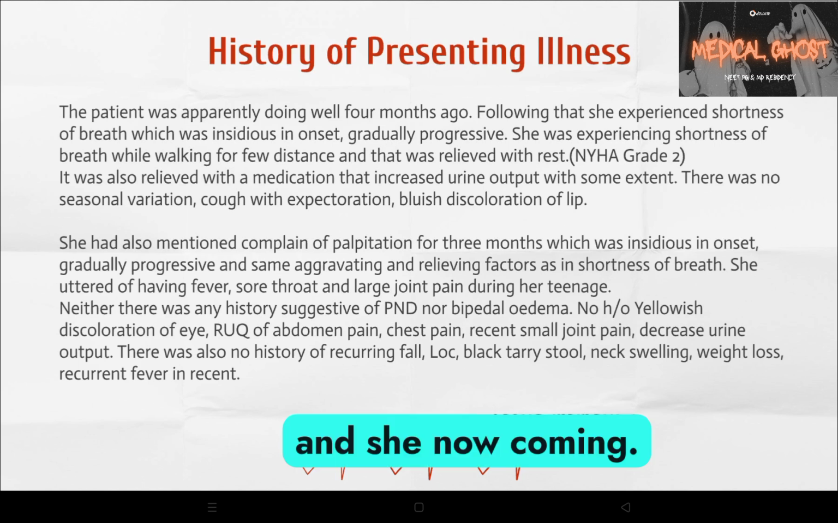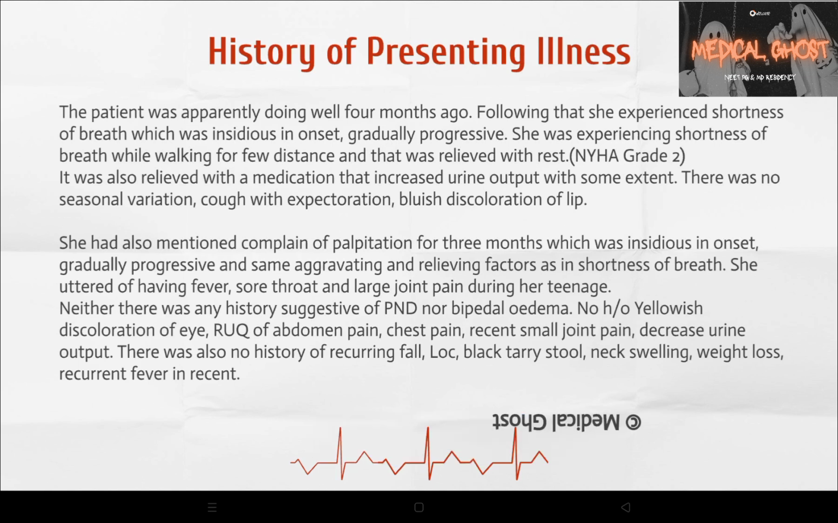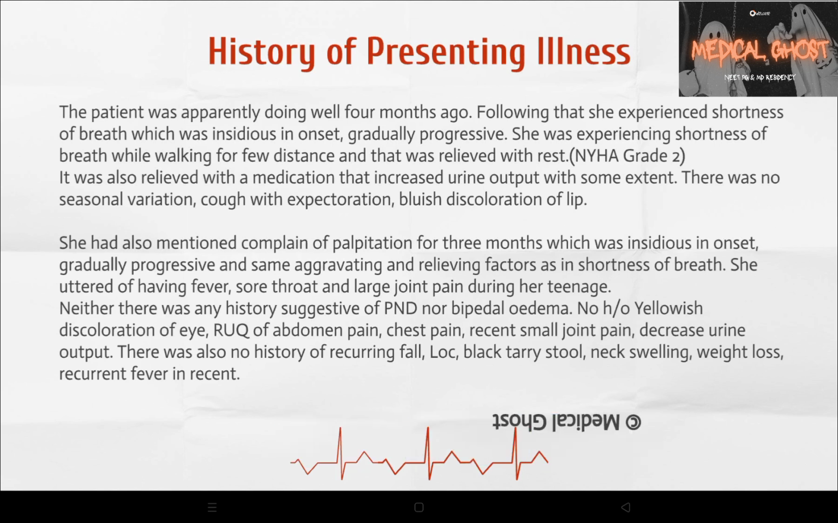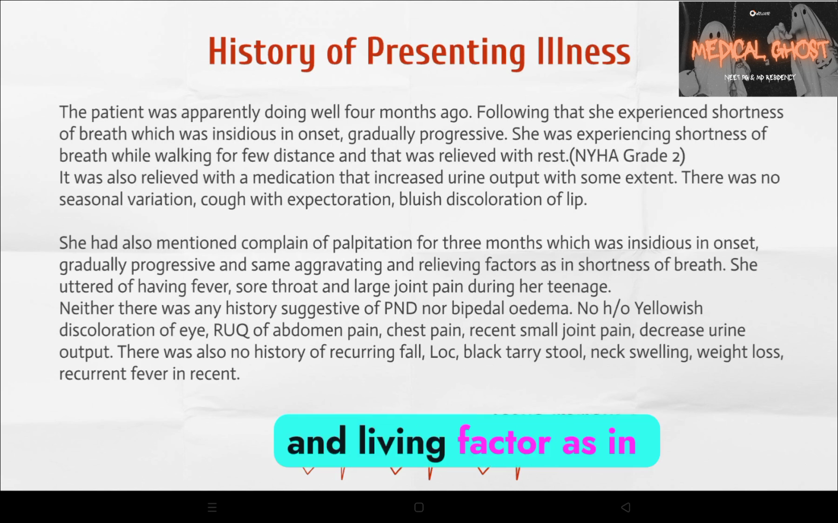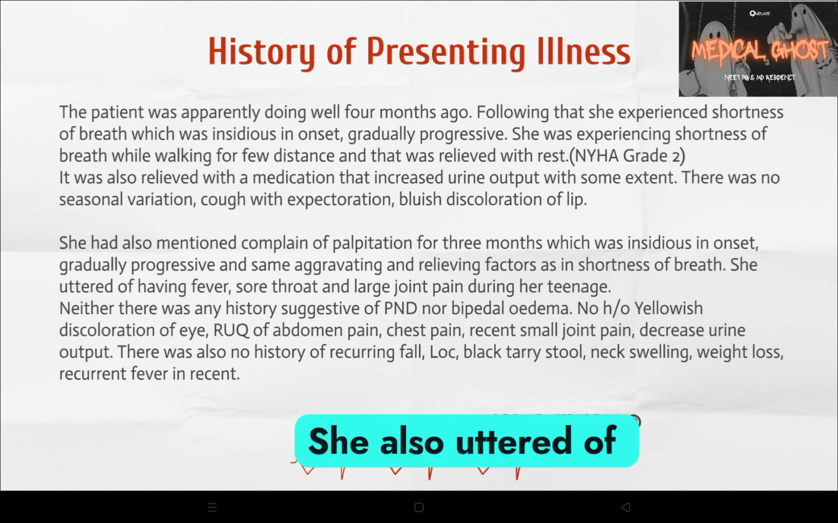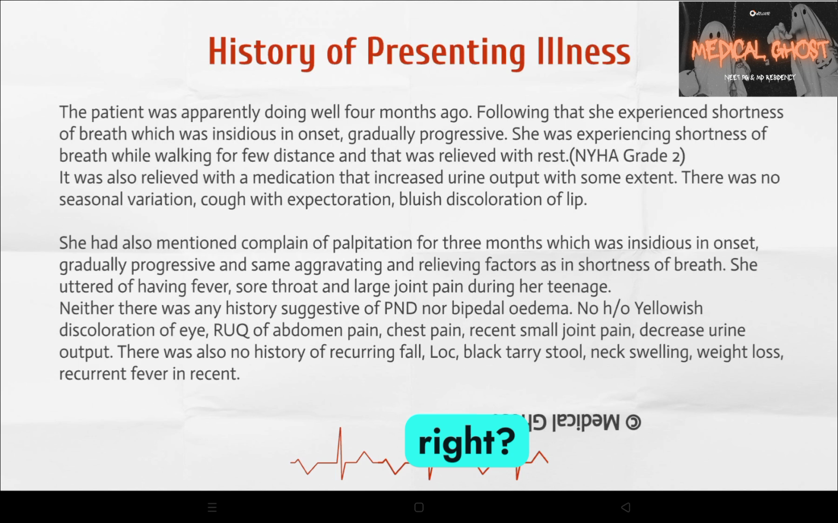Now coming back to the history of presenting illness. She also mentioned a complaint of palpitation for 3 months, which was insidious in onset, gradually progressive, and with the same aggravating and relieving factor as in the shortness of breath. She also uttered of having fever, sore throat, and large joint pain during her teenage. So it is suggestive of rheumatic fever, right?